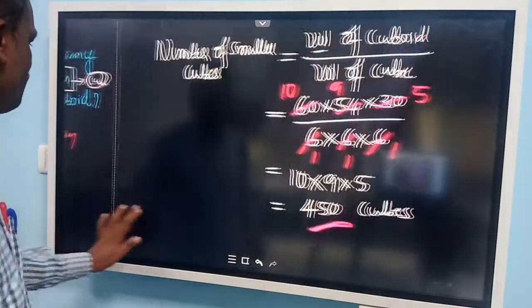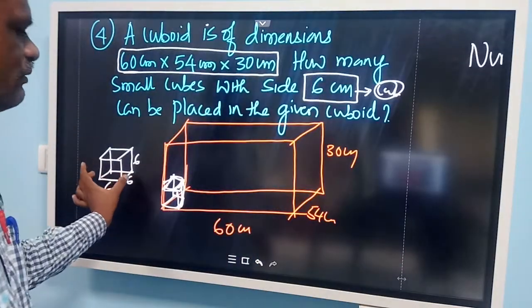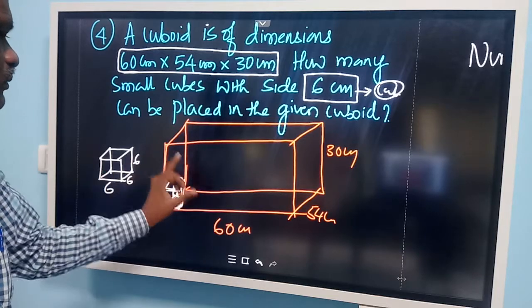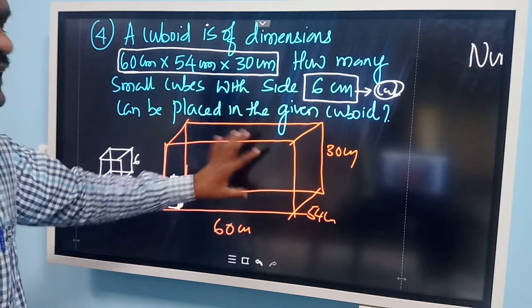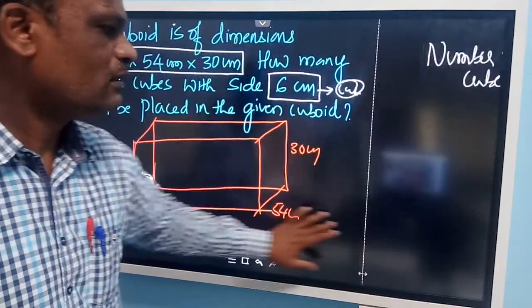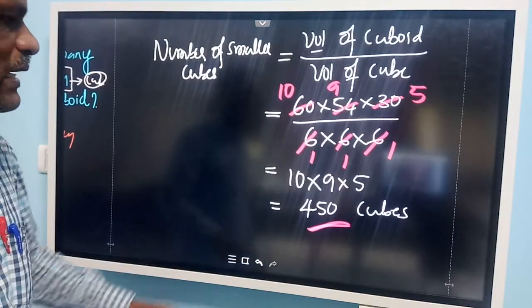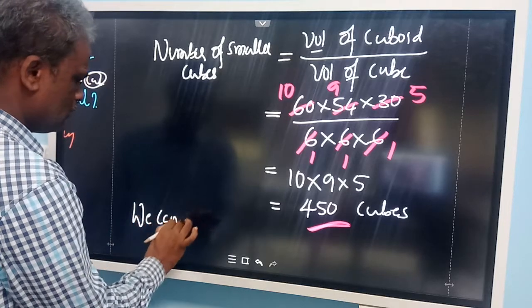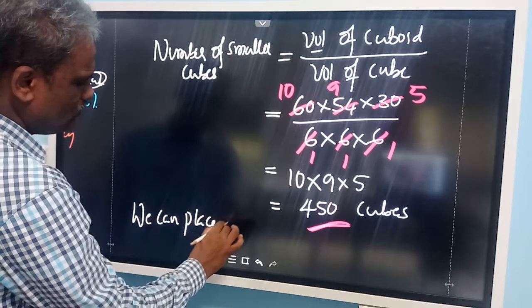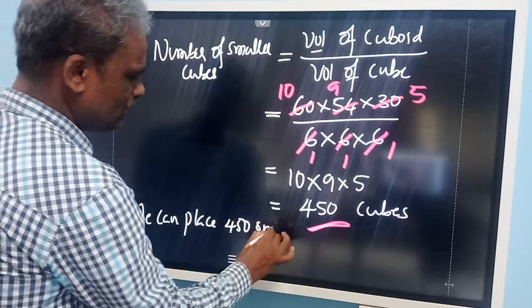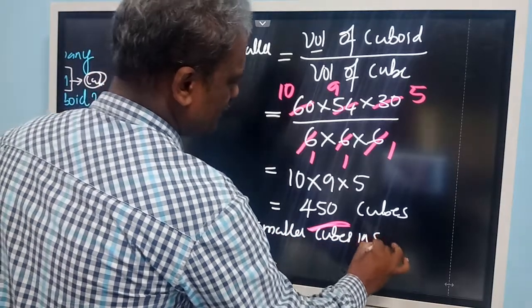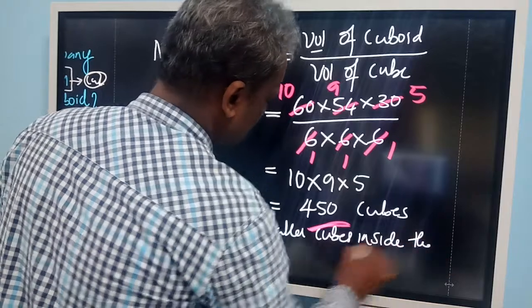So you can keep 450 cubes of this type inside this cuboid. So that's the solution. 450 cubes can be placed inside the cuboid. So write the solution: we can place 450 smaller cubes inside the given cuboid.